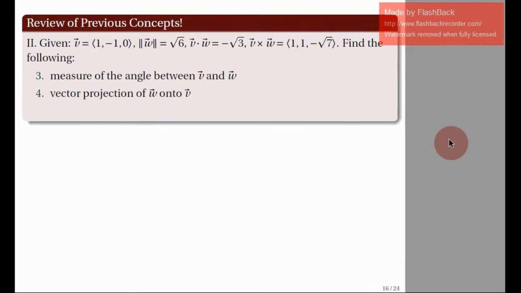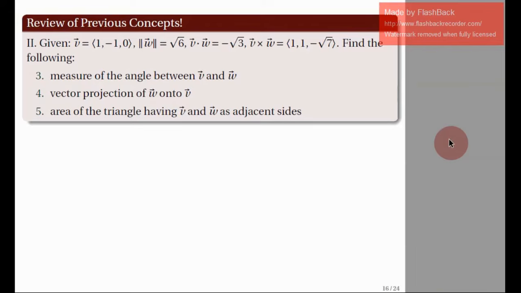For number 4, we are to find the vector projection of vector w onto vector v, something we've already learned a while ago. And finally, for number 5, we are to find the area of the triangle having vector v and vector w as adjacent sides. So these items can be solved using solutions that are very, very similar to what we did before.